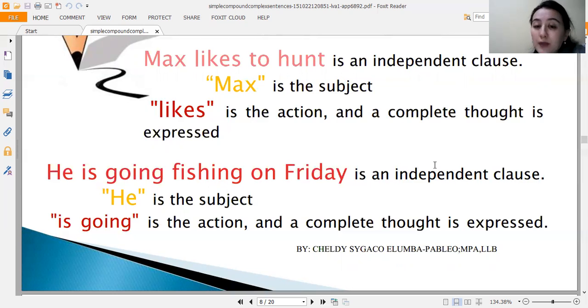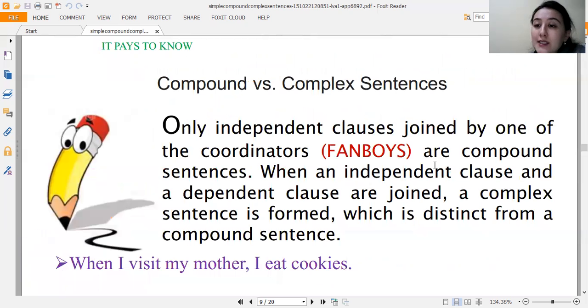This is called a compound sentence. Let's see compound and complex sentences by comparing them. Only independent clauses joined with the help of FANBOYS coordinators make a compound sentence, as we have talked about. When an independent clause and a dependent clause are joined, not two independent, but one independent and one dependent, this is a complex sentence, which is distinct from a compound one.